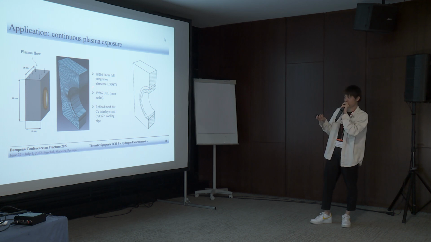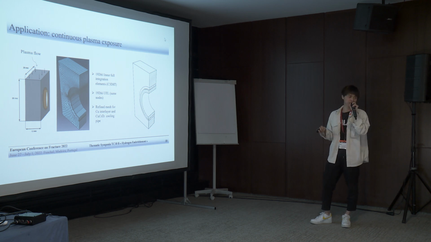We can just construct a quarter of the monoblock thanks to its geometry symmetry, and over 19,000 linear full integration elements are used for the mesh. We have also refined the mesh for the copper interlayer and the zirconium cooling pipe to obtain a better simulation result.